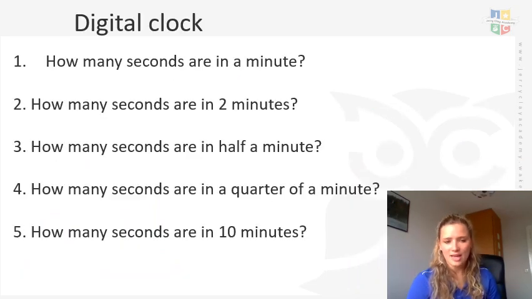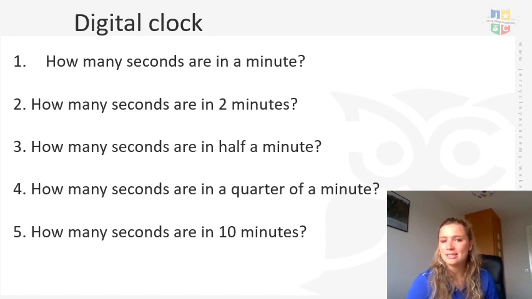So I'll now let you have a go at answering these questions on a sheet of paper to see what you already know about seconds. So how many seconds are in a minute? If you know how many are in 1 minute, how many seconds are in 2 minutes? If you know how many seconds are in 1 minute, you can tell me how many seconds are in half a minute and how many seconds are in a quarter of a minute.